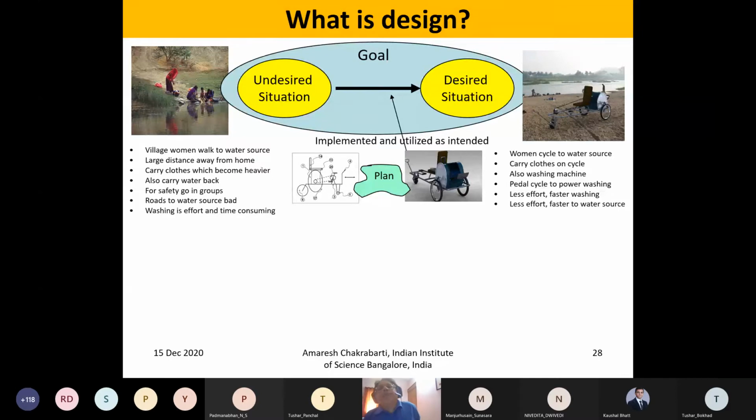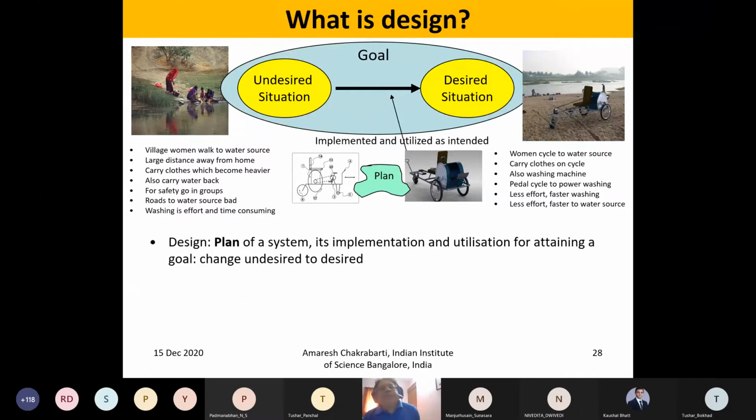Okay, so it's just now. Design is a plan for change. Okay, design is a plan for changing something that is not so desired to something that is more desired. And designing or design process is the way by which a design is developed.